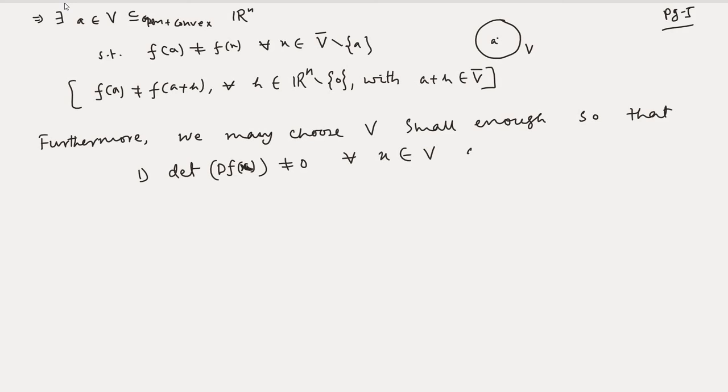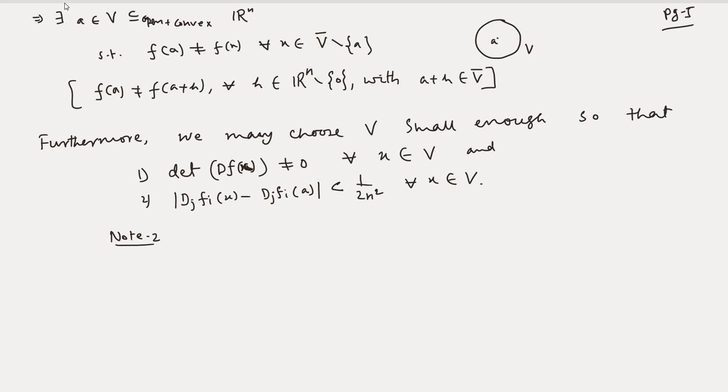and second condition: the jth partial derivative of f i, the ith component function of f, at x, minus the jth partial derivative of f i at A, this has absolute value less than 1 over 2n squared for all x belongs to V. So here we have note 2.